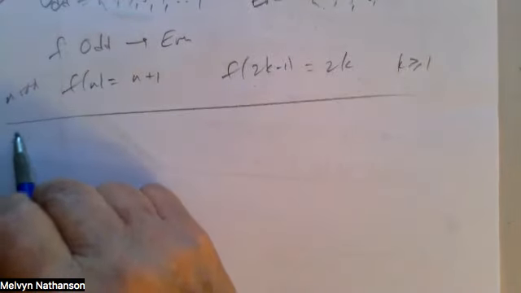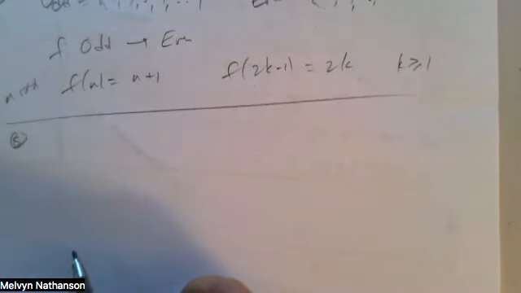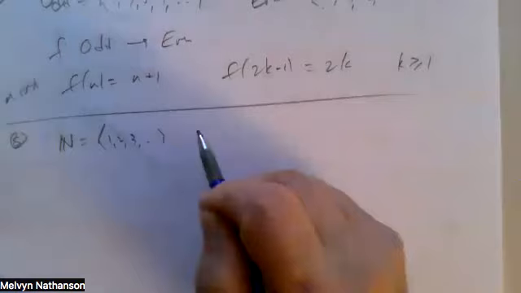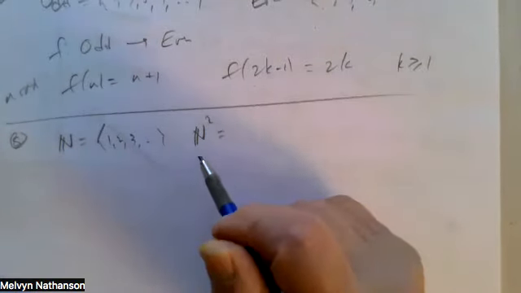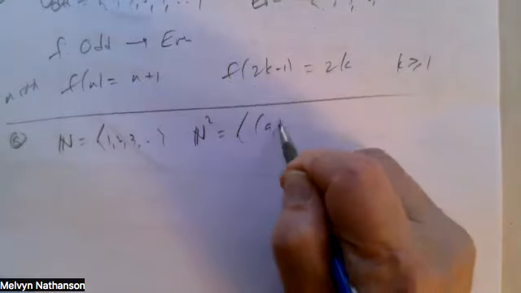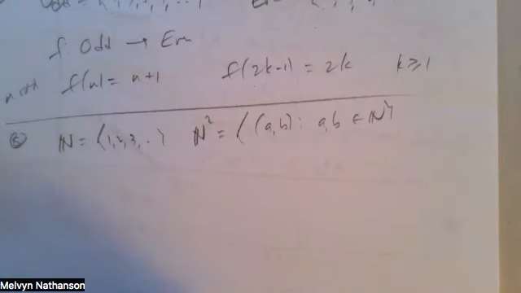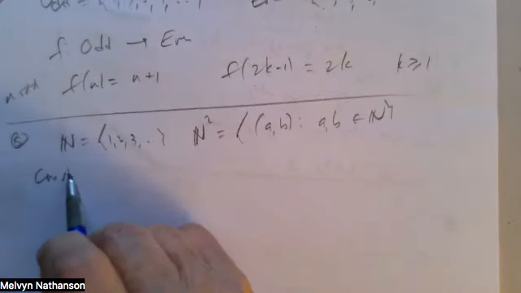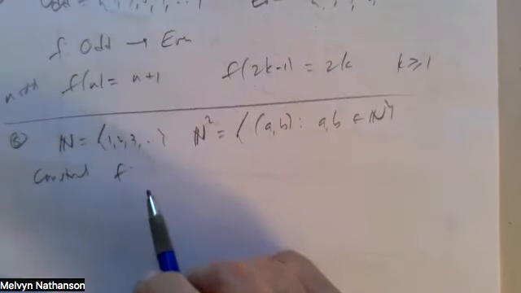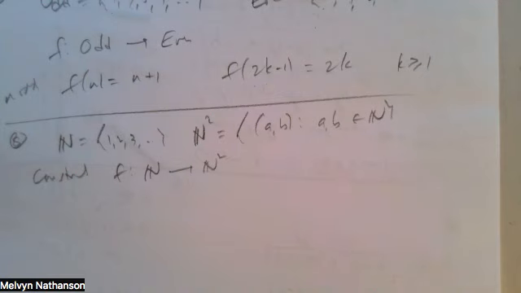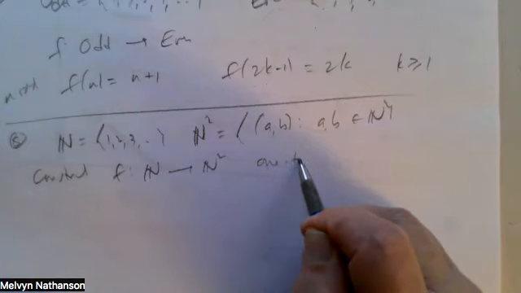Let's look at number 8, actually, since I'm constructing these things. We take N to be the natural numbers, or the positive integers, and N squared to be the ordered pairs (a, b), where a and b are positive integers. And I want to show these have the same number of elements. So I want to construct a function f from N to N squared, which is a one-to-one correspondence.